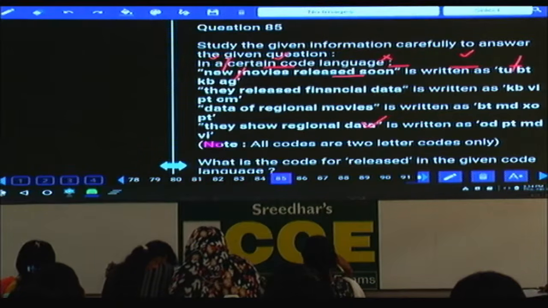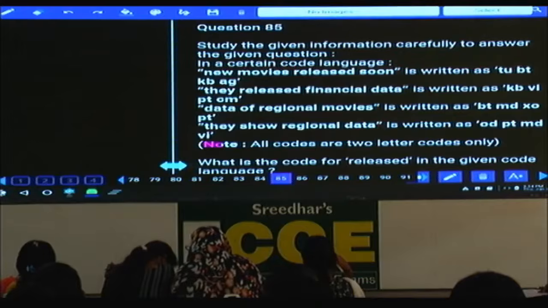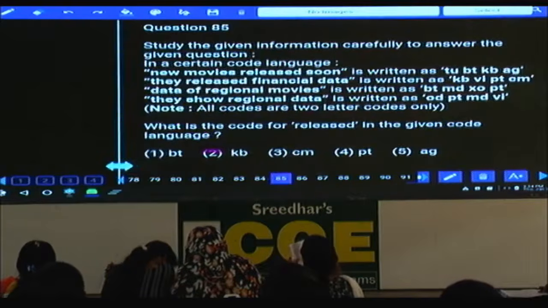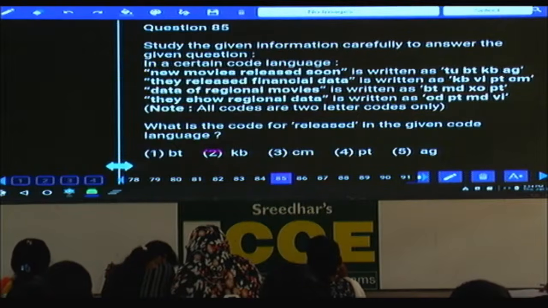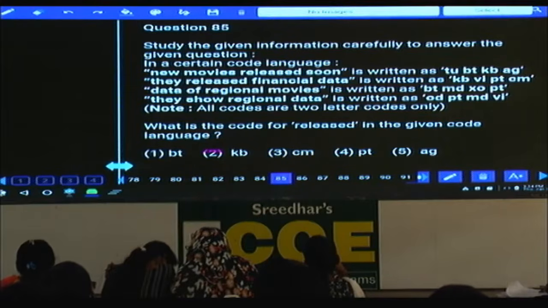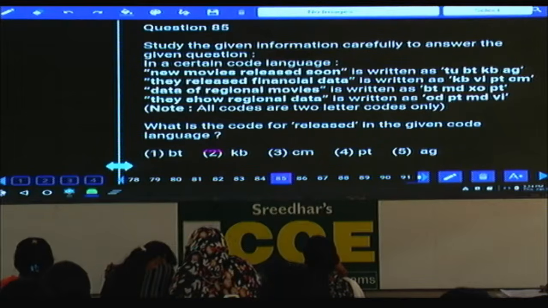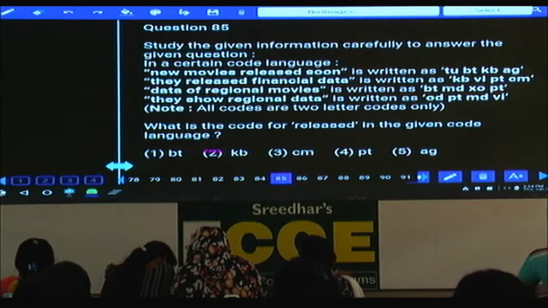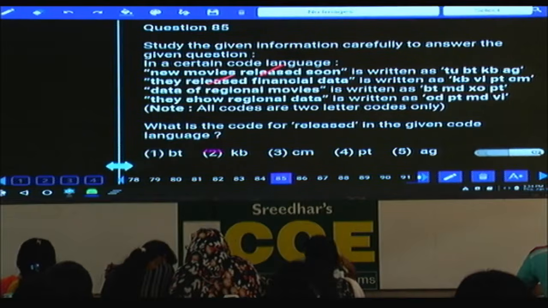Now 85 onwards, it is based on which category? Coding and decoding. Now in this coding and decoding, new movies released soon. 4 statements were given. Now in these, new movies released soon, they released financial data. Now if you compare the first and the second statement, tell me what is the word which is common here? New movies released soon. Released is the word which is common between these two.